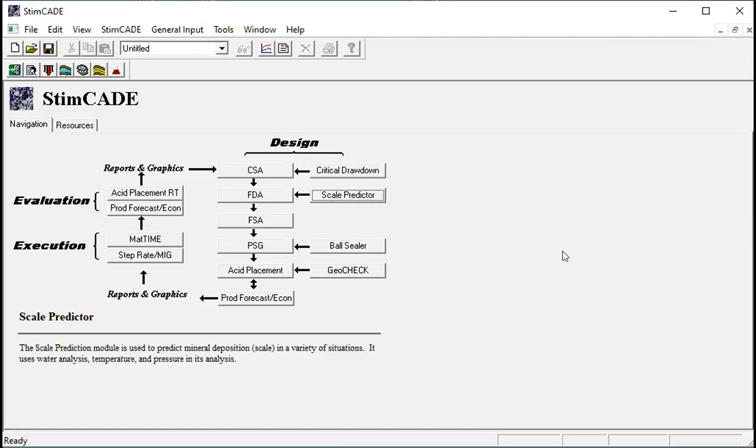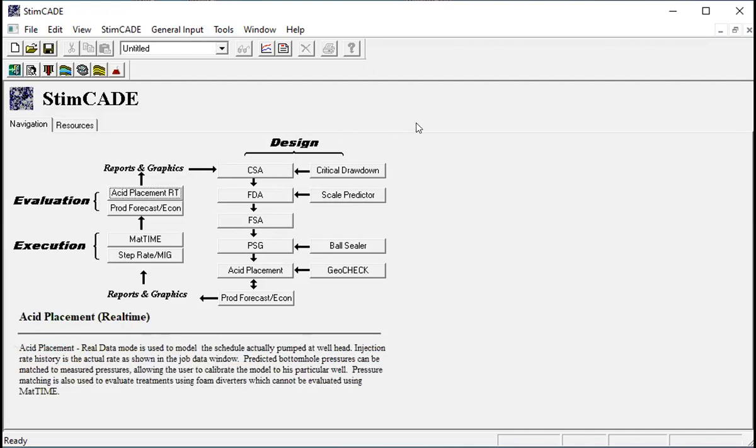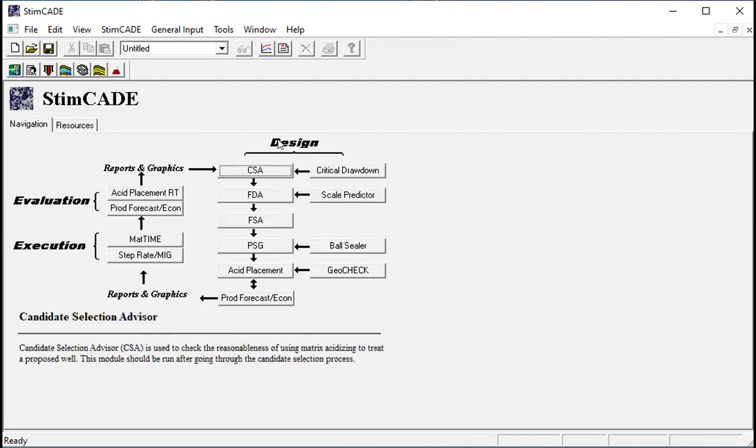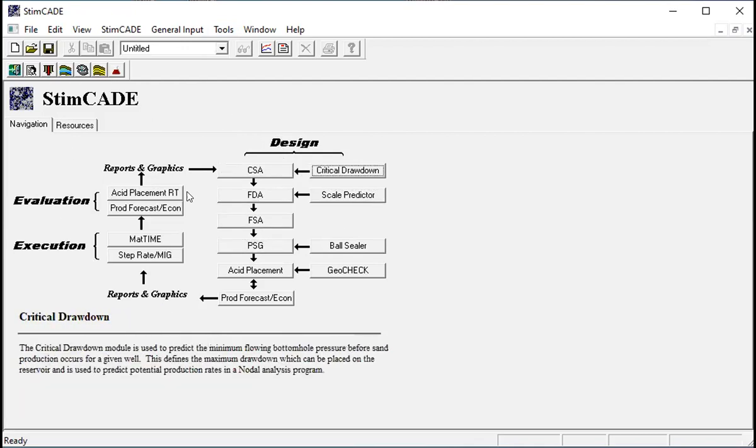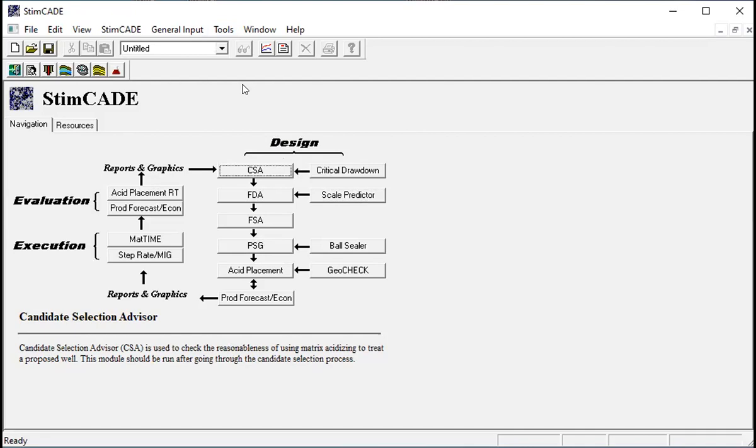All right, so you have the software installed, right? If you look at the software, this is your interface. This is the interface of your software. You have a main workflow there that you have to follow in order to carry out acid simulation.